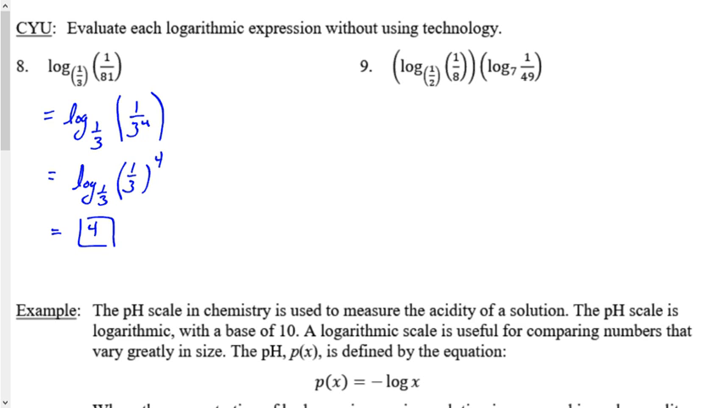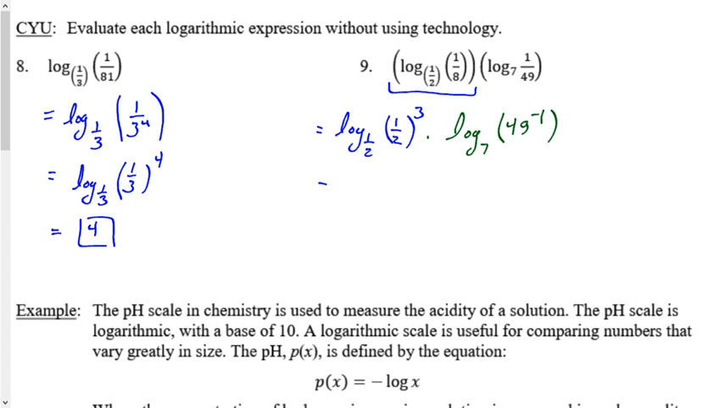Question number 9. All those fractions, a little intimidating, but we'll just take it a little piece at a time. So let's start with this first bracket here. If I was to rewrite that 1/8 as a power base 2, base 1/2 I should say, that would be (1/2) cubed. And then as I look at the next one, log base 7, 1 over 49 is 49 to the negative 1. So I'm going to do an in-between step there.